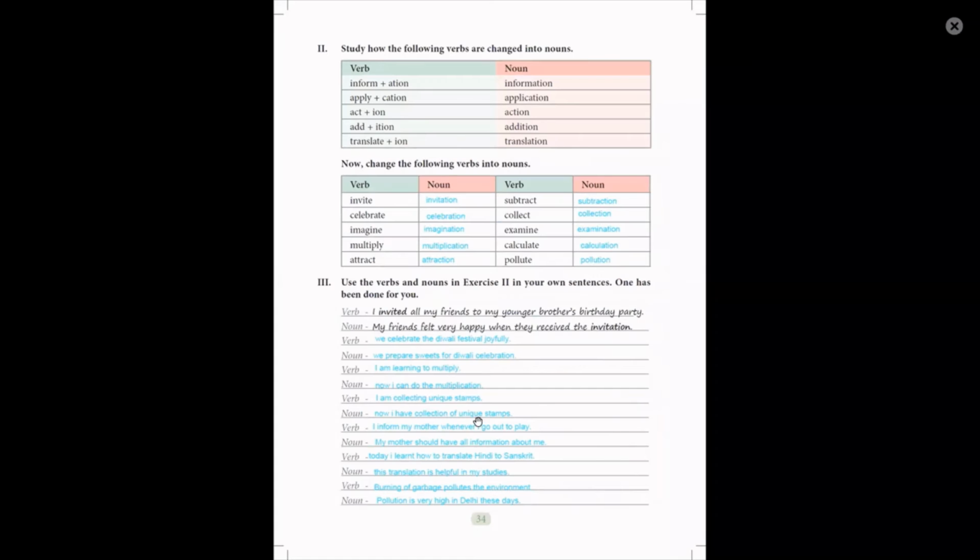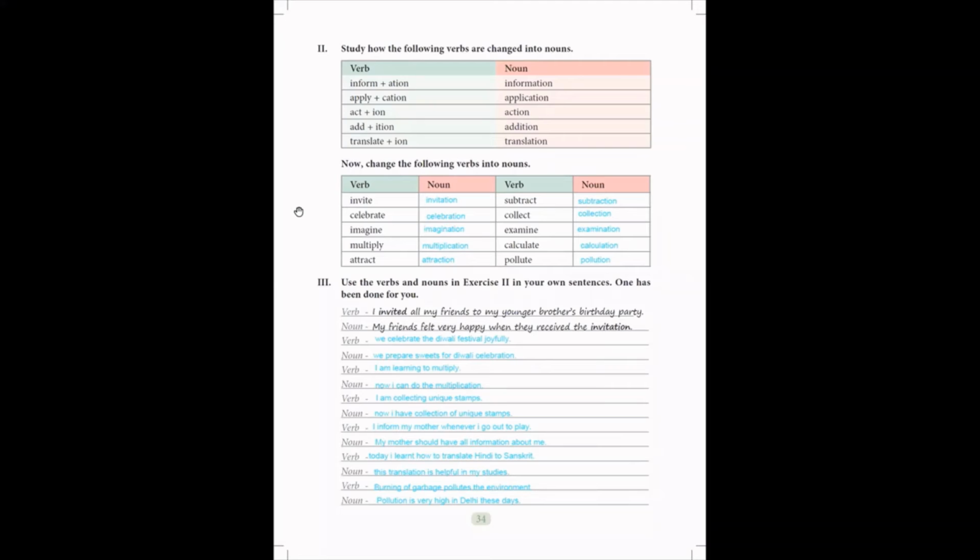Okay, we move on to the next part. Now it is about changing the given verbs into nouns. The first few examples are already given. I will read those out to you, then I'll take help from Yashita. First is inform, and by adding ation to it, it becomes a noun, that is information. Similarly, apply becomes application, act becomes action, add becomes addition, translate becomes translation.